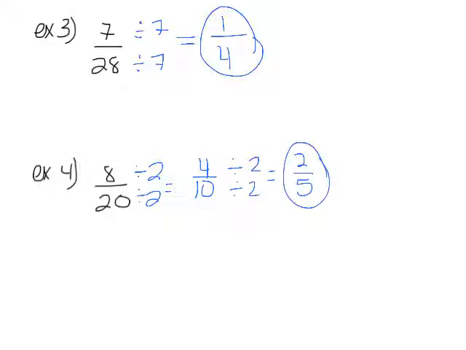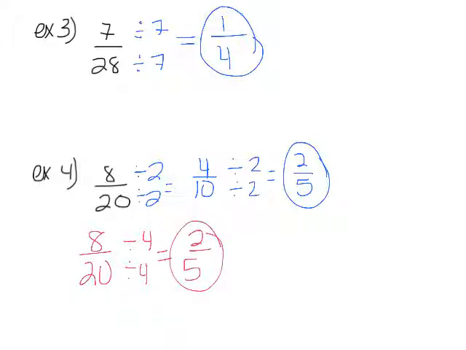And you very well could have seen that 8/20 could have been divided by 4 right away because 4 was a common factor of 8 and 20. And when I do that, I still get 2/5. So I have 2 different ways of finding the simplest form.